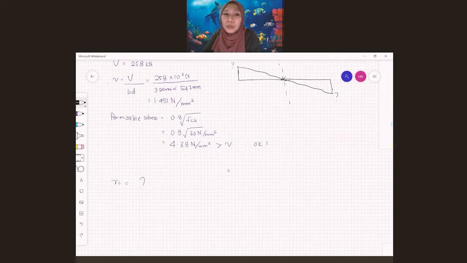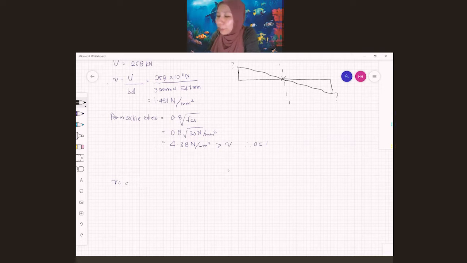what we need to do, kita kena kira concrete shear stress. Okay, so kita nak tahu concrete shear stress. Maksudnya concrete boleh resist berapa banyak shear stress so that kita boleh provide additional shear reinforcement untuk resist the shear stress. Okay.